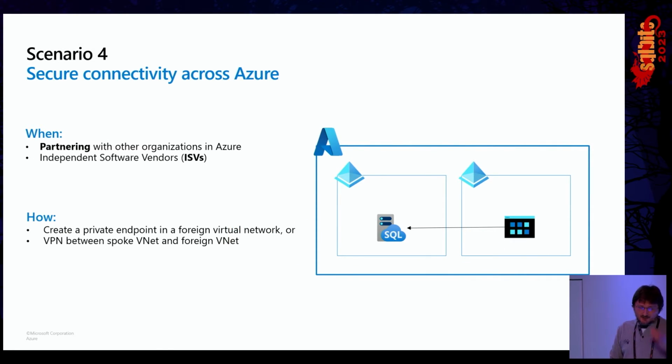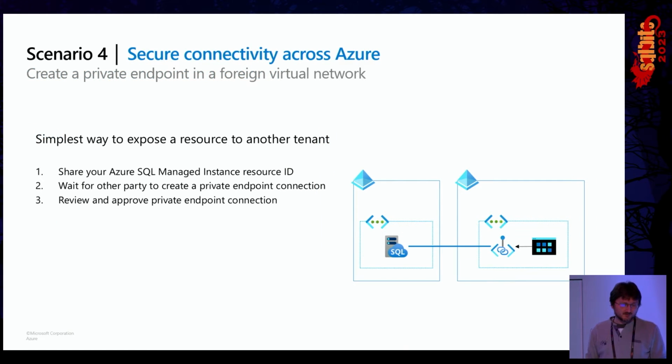All right, secure connectivity across Azure. You can perhaps partner with other organizations in Azure, or maybe some ISVs who have Azure presence, but they belong in a different tenant. How do you exchange information with them? Many ways, but I have selected two. Either a private endpoint in their virtual network, or a more flexible setup that involves a site-to-site VPN. So let's quickly show them.